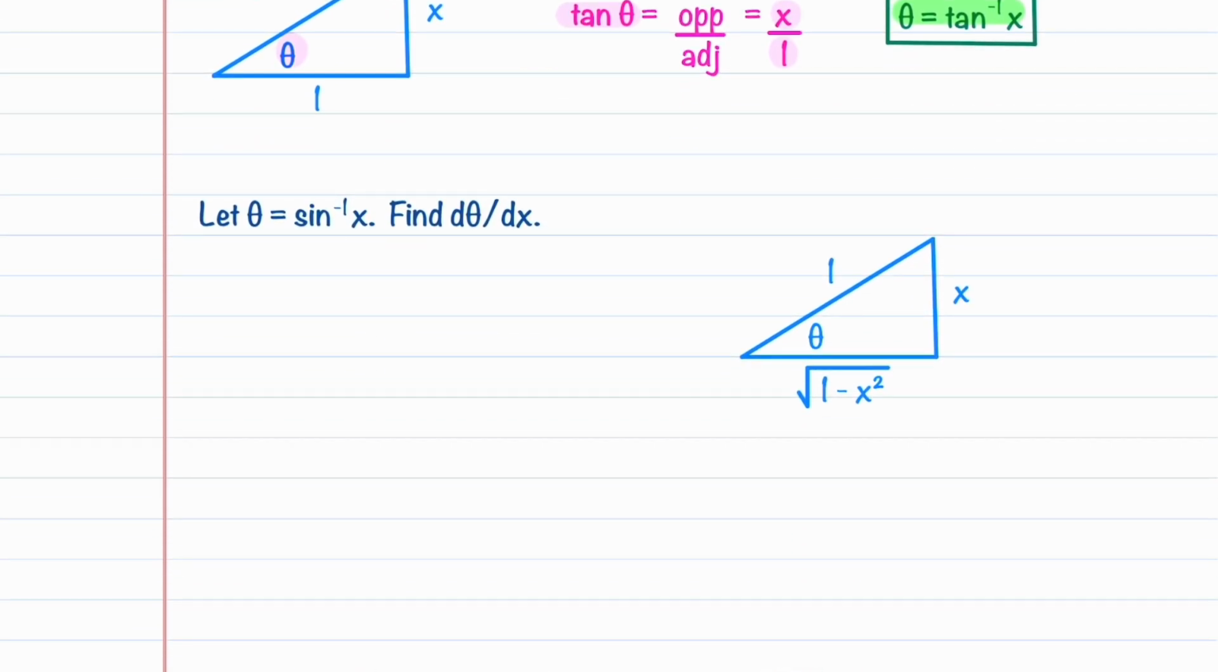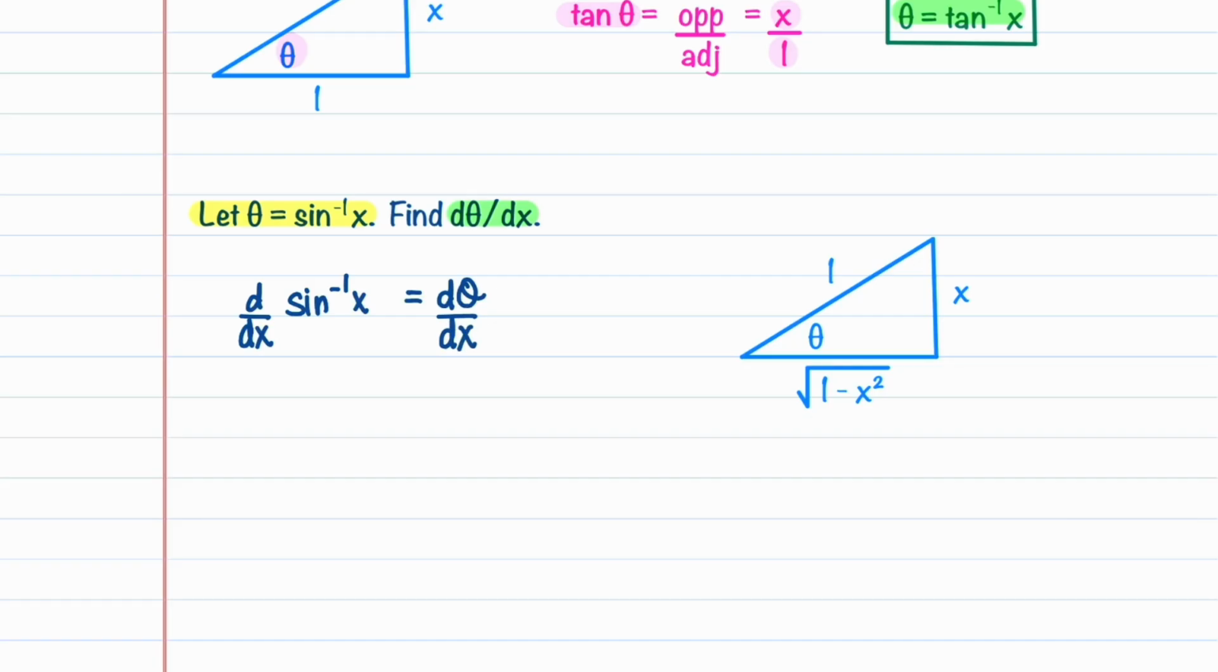I am going to walk through the derivation of finding the derivative of inverse sine x, and then you can use the same method to find the derivative of inverse secant x or inverse tangent x. We're going to let theta be inverse sine x, and I recopied that first triangle over here on the right, and we want to find d theta dx. We want to find the derivative with respect to x of inverse sine x, so that's just going to be the derivative of theta with respect to x.